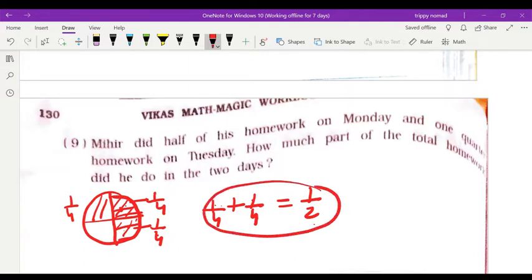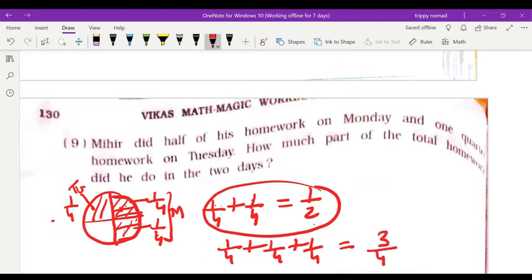So half of the work Mihir finished on Monday, and this on Tuesday. This was both on Monday and this one on Tuesday. So 1/2 plus 1/4 is equal to 3/4 part. So how much total work finished within 2 days? 3/4 part. Of one work, 3/4 part was finished.